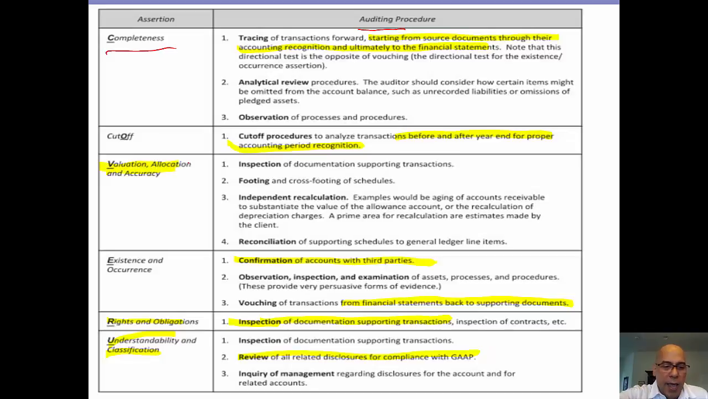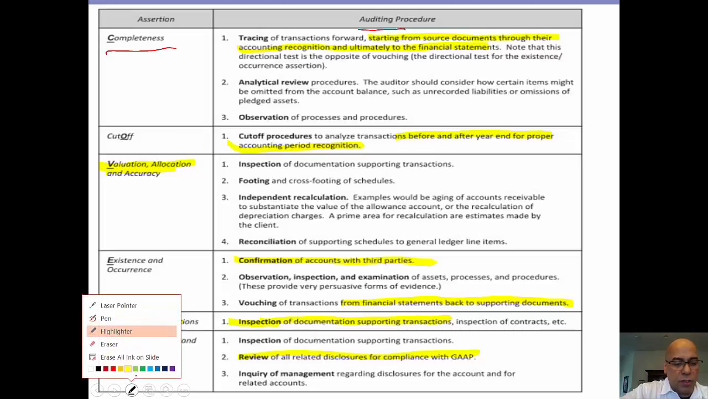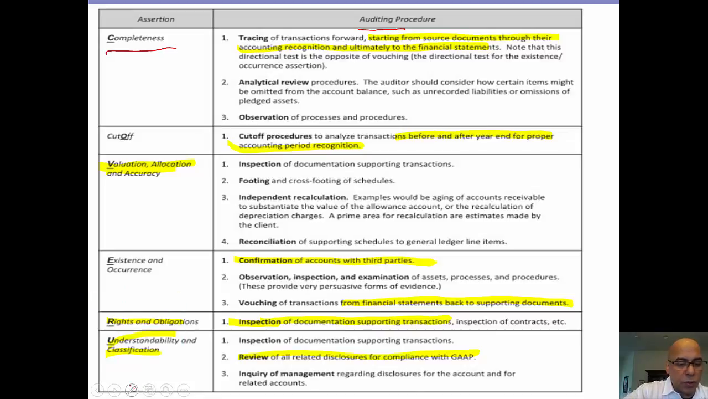Valuation, allocation, and accuracy. Okay, and I want you to always think about this category, these assertions here. I want you to think of those as accounting estimates. Okay, these are management estimates. These are management accounting estimates, right? I mean, do we really know what the value of a particular item is, what the value of our accounts receivable is? For example, even though that person checks off, I owe $25,000, do we really know if that person's going to be able to pay?